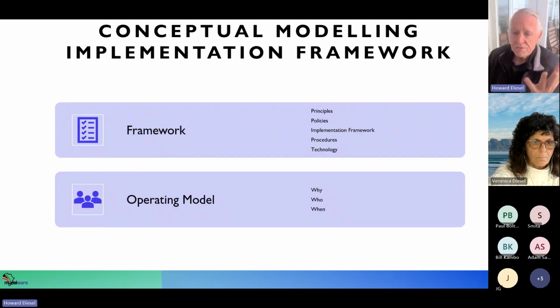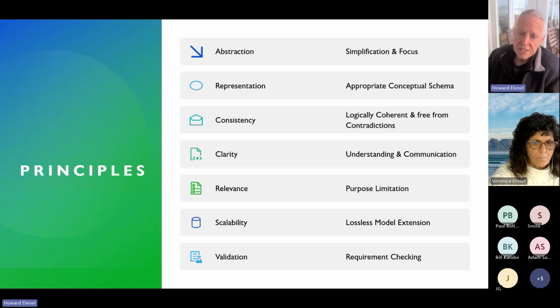And then when we get into framework, so this is, as an example, these are the principles of conceptual modeling: abstraction, representation, consistency, clarity of communication, relevance, purpose, limitation. Don't over-engineer, over-scope or under-scope. Scalability. So this is about lossless model extension. How are we able to extend the model without losing elements? And then validation. How do we validate that this model can meet the requirements?